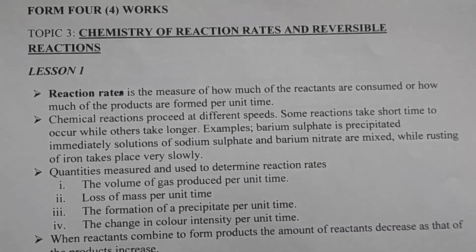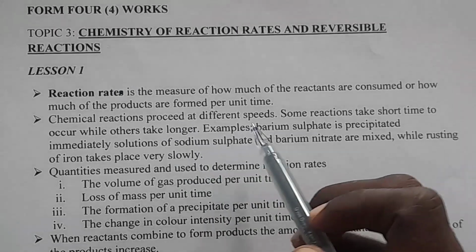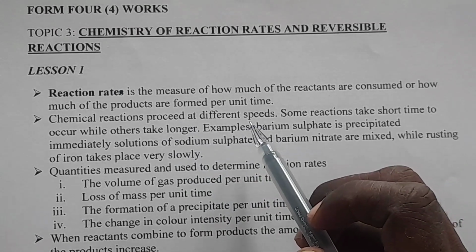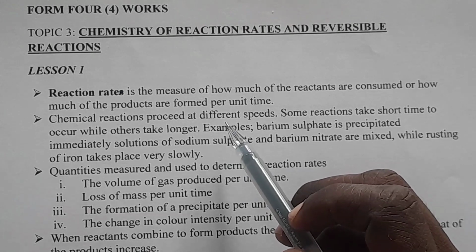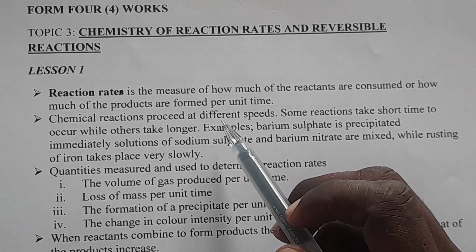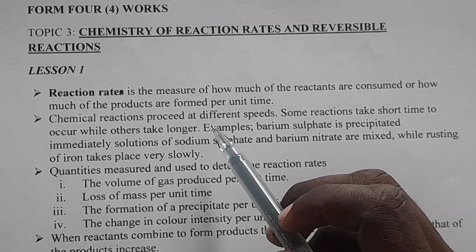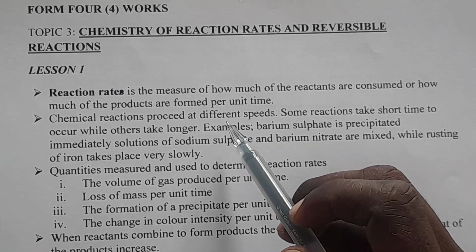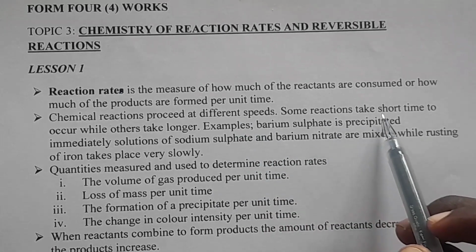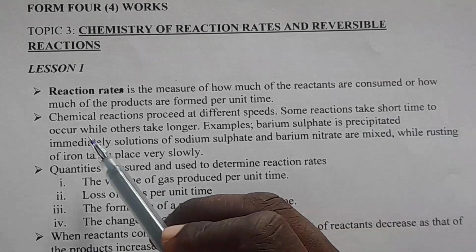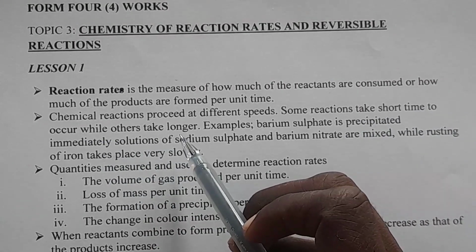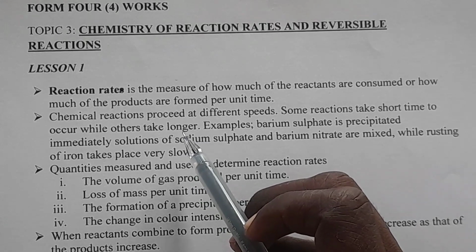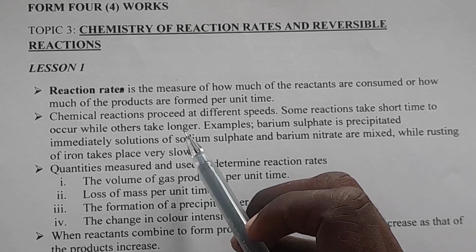Next, chemical reactions proceed at different speeds. There are some reactions that proceed at a high speed, some proceed at a moderate speed, while others proceed at a low speed. So we are told some reactions take a short time to occur, that means at a high speed, while others take longer, that means at a slow speed or a slow rate.